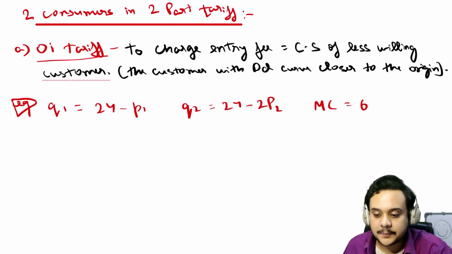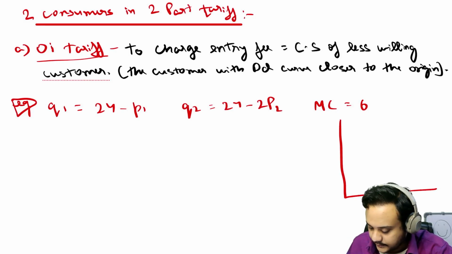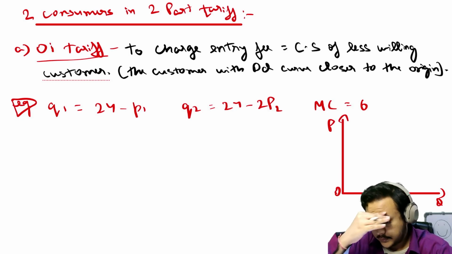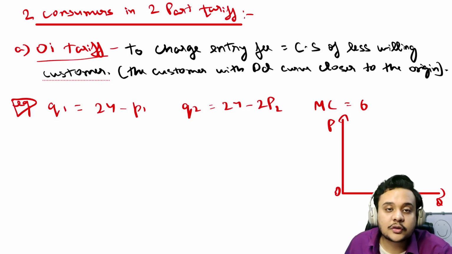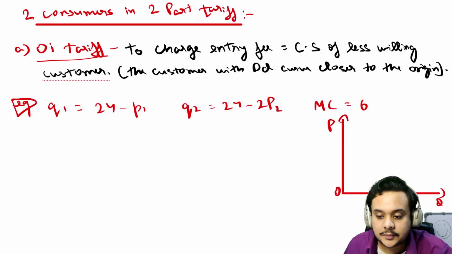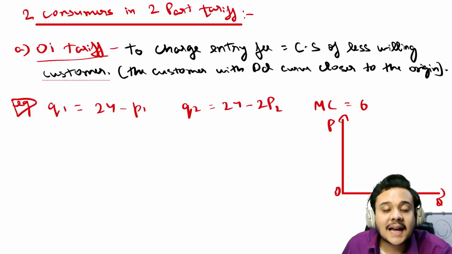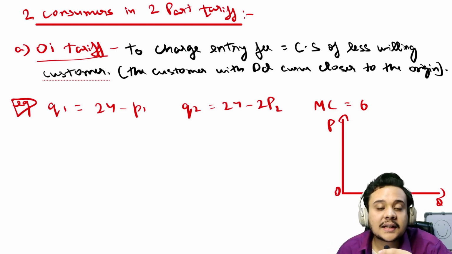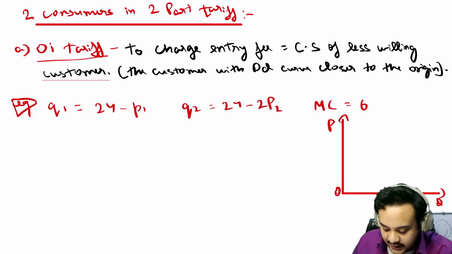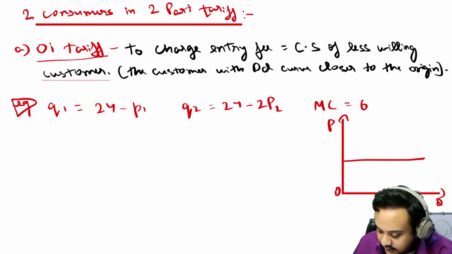So what was the first step? Can you tell me the first step? The first step is still going to be the same. You are going to equate price and marginal cost for each of the customers, because we are charging at the minimal price. We cannot go below this, otherwise we are going to face losses. So we are charging at price equal to marginal cost. Marginal cost is at 6, a constant cost.